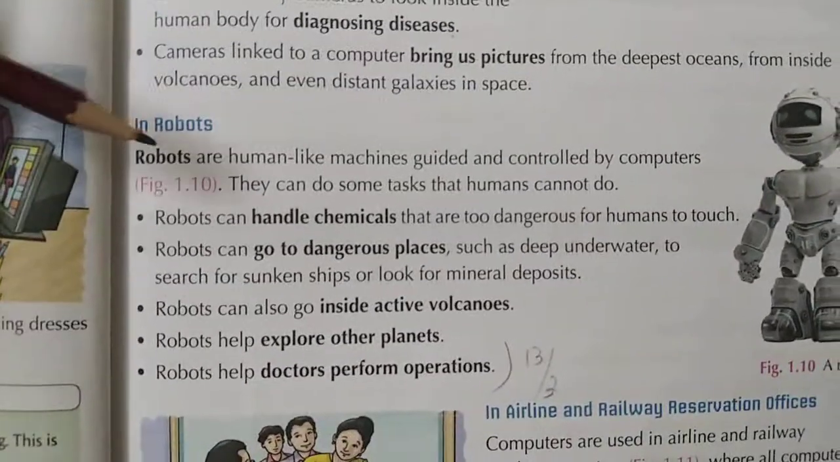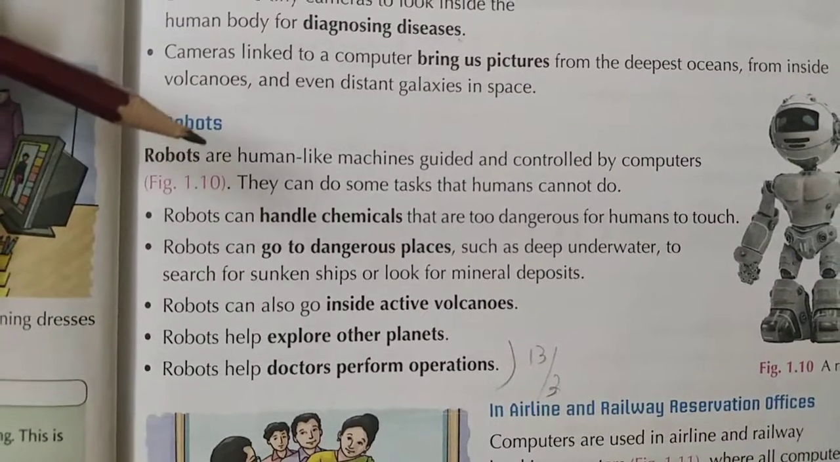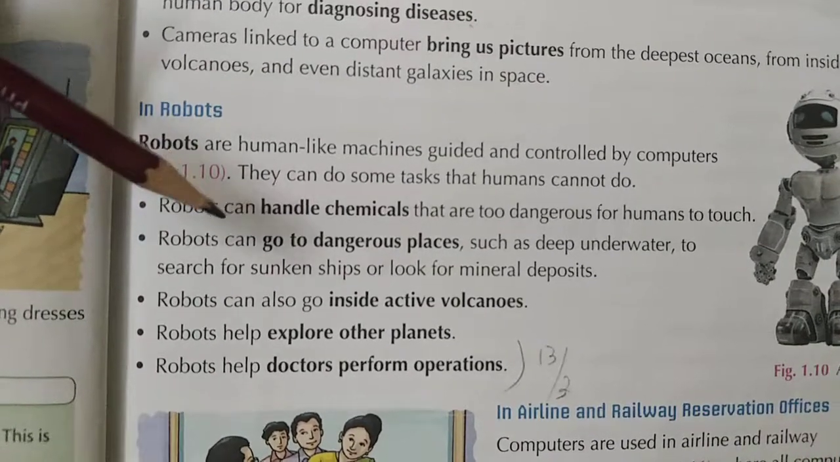Then come the robots. Robots are those which can do some things which humans cannot do. For example, handle the chemicals which are too dangerous for humans.